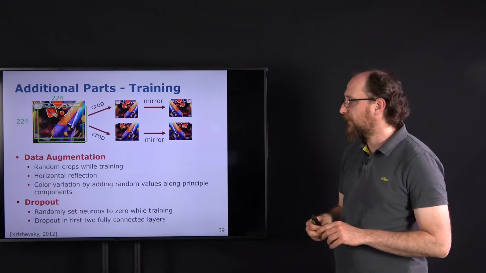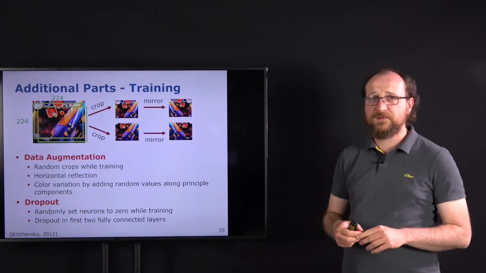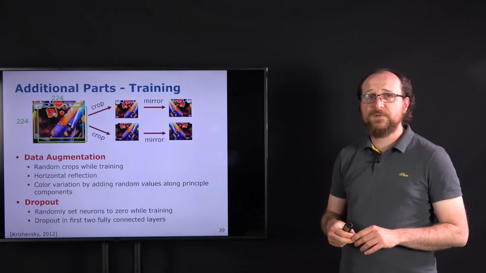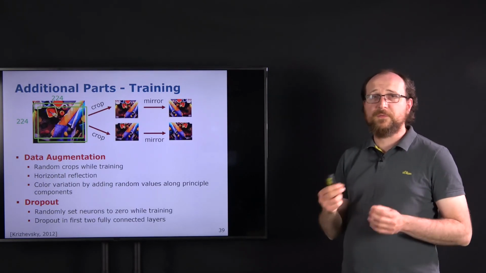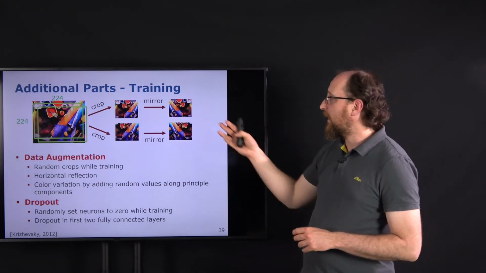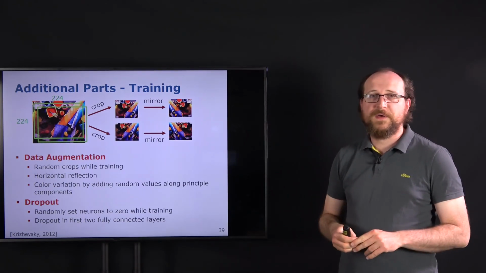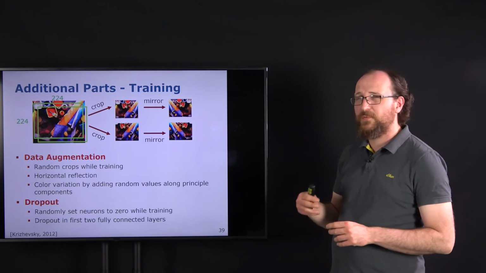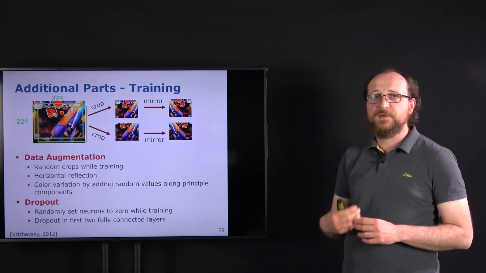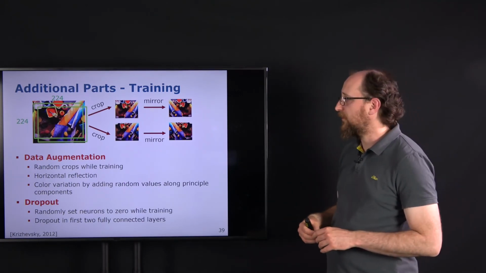For this, PCA was applied on the training set to get the principal components, and using the principal components, randomness was added to get slightly different images and to make the classifier in the end more robust, but also to prevent the CNN from overfitting to the training data.